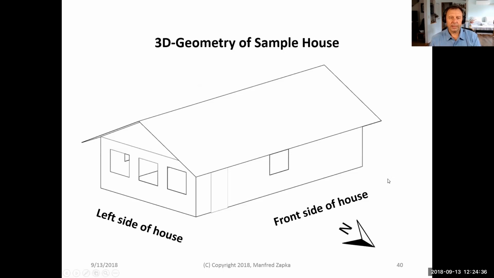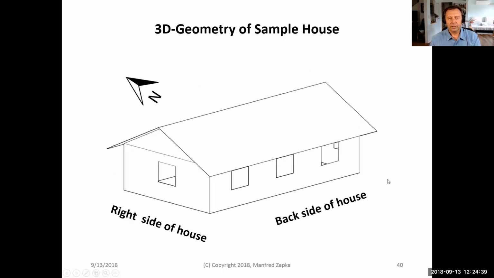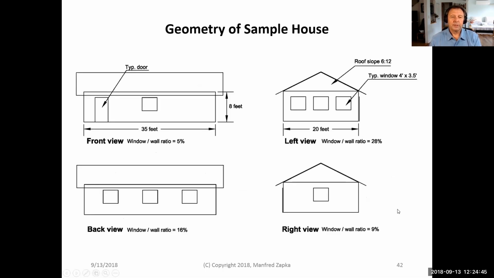So the geometry again here, this is north. It's the back side. North is always front. You see again the different dimensions. We have 8 feet high rooms. 35 feet is outside. It measures from the outside and then subtracts the thickness of the walls.